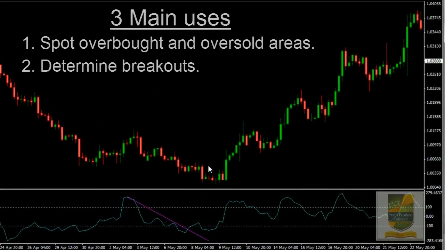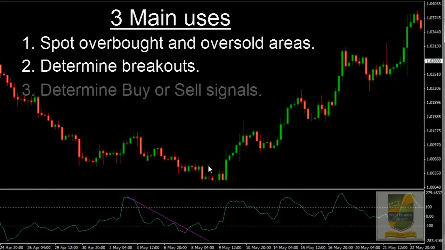Then the third use of the CCI indicator is probably the most popular use, and that is to determine exact buy or sell signals, and that is in a trend.